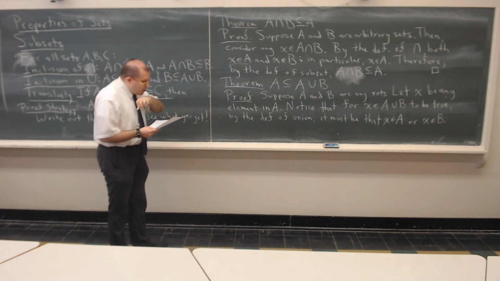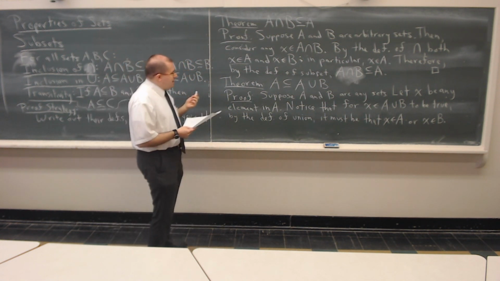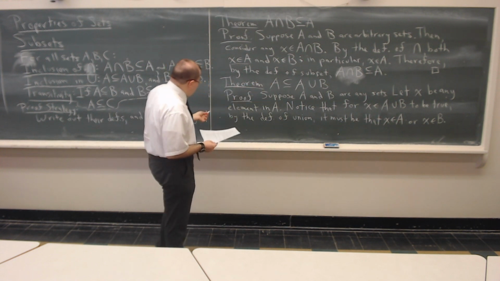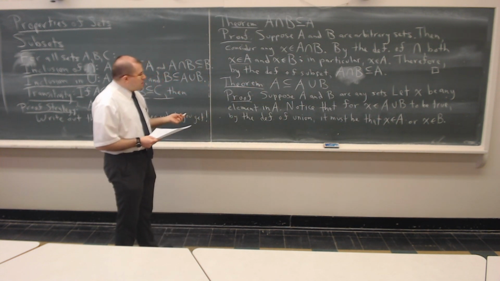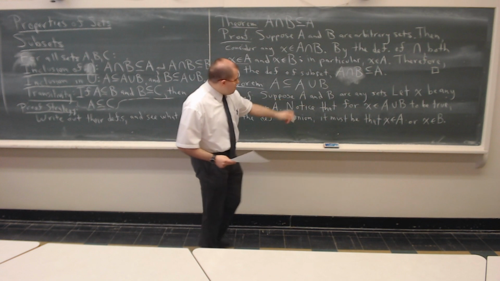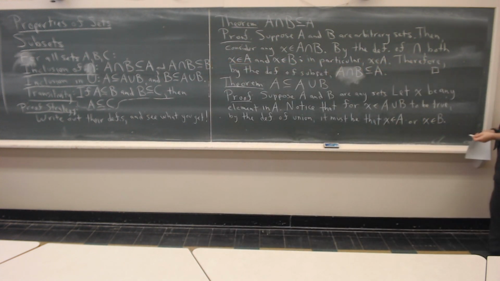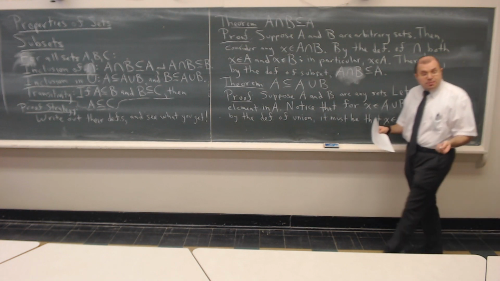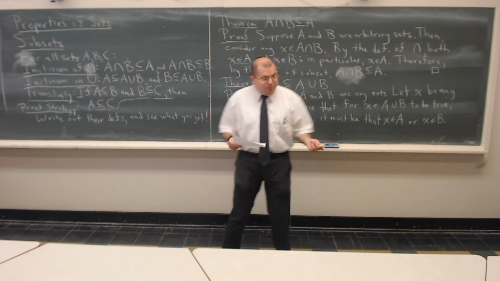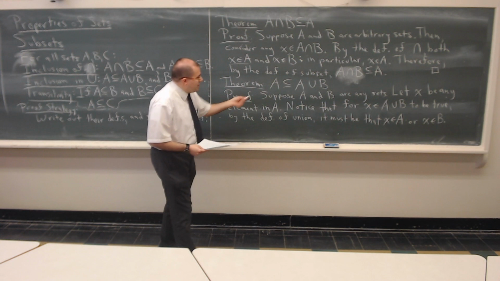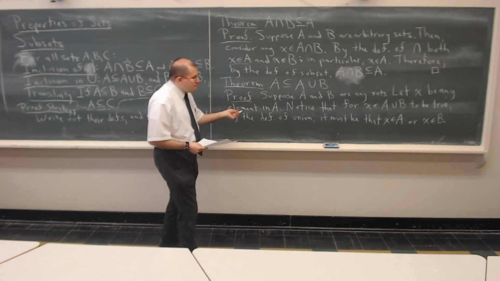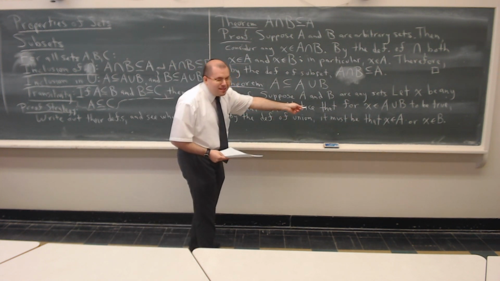Well, this is the great part. Look at this. I took x to be any element in A. But remember, for this to be true, it needs to be that x is in A or x is in B. At least one of these two has to be true. And guess what? It's right here, right? I just told you that x is any element in A, and that means x is in A.